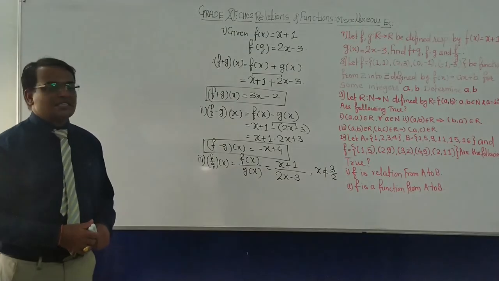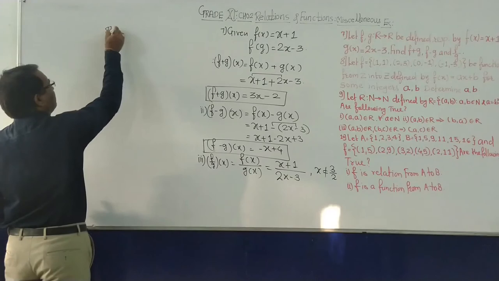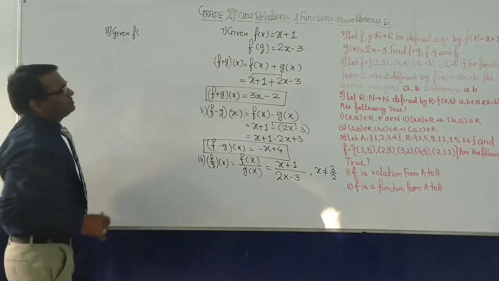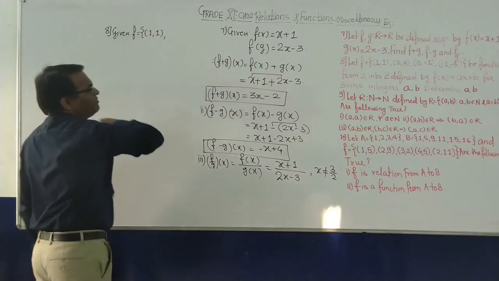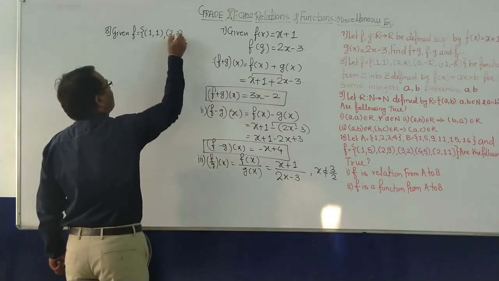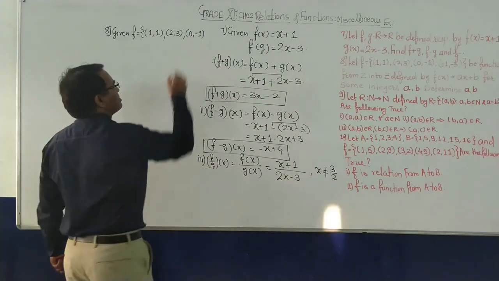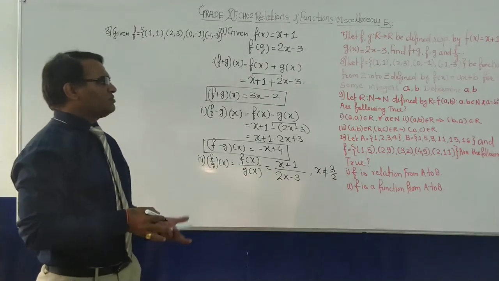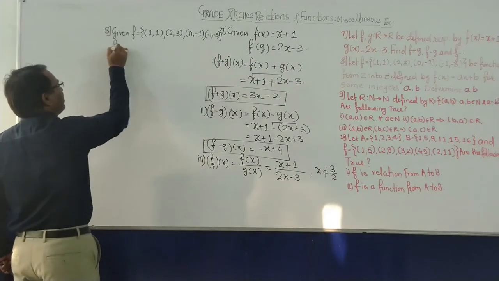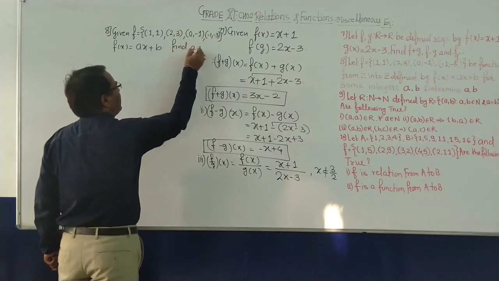Okay, so let's go on to the next sum, number 8. What is given? f of x is given as the set of ordered pairs (1, 1), (2, 3), (0, -1) and (-1, -3). We have a function from Z to Z defined by f of x equals ax plus b for some integers a and b. We have to find the values of a and b.